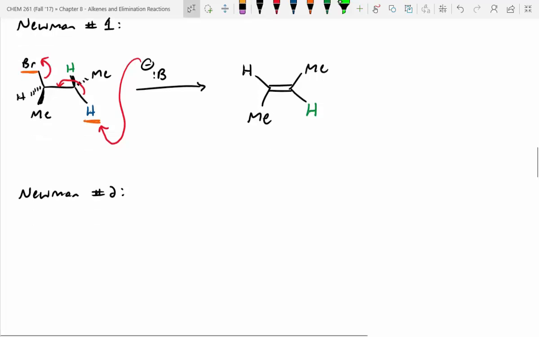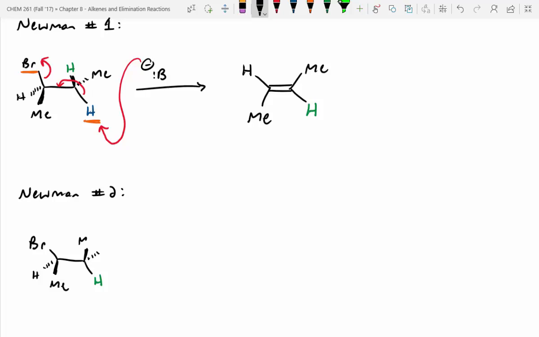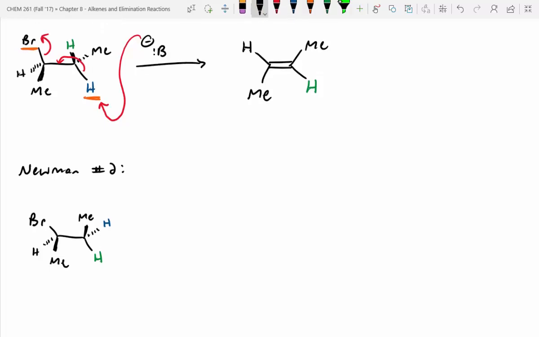So Newman projection number 2, we've got a bromine that should be anticoplanar to this green proton now. We still have a methyl group here. We have a hydrogen here. We've got a methyl here, and we've got a blue proton there. So same thing, we're going to take a strong base. The strong base this time is going to target the anticoplanar green proton. Grab this, clamp down, and eject off our bromide.